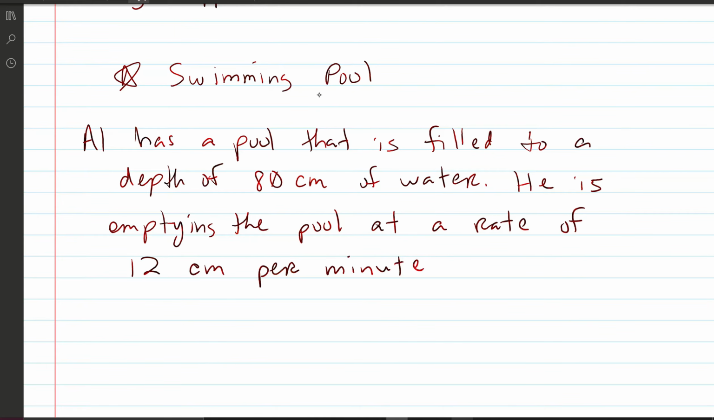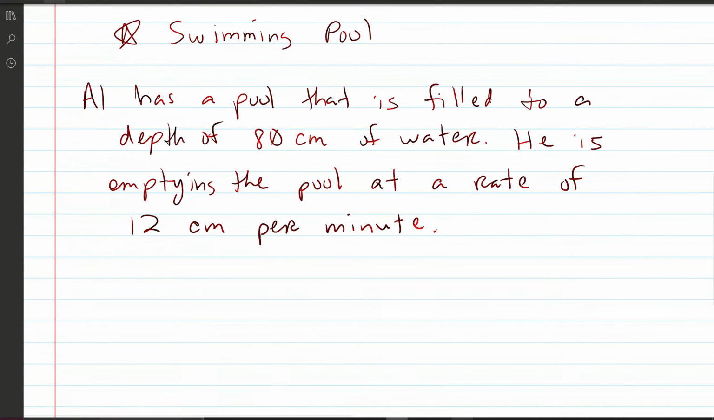12 centimeters per minute. All right, so the pool starts out at a depth of 80 centimeters of water. So he begins emptying the pool at a rate of 12 centimeters per minute. So what we want to do is write an expression to represent this situation, right? Write an expression that represents this situation.